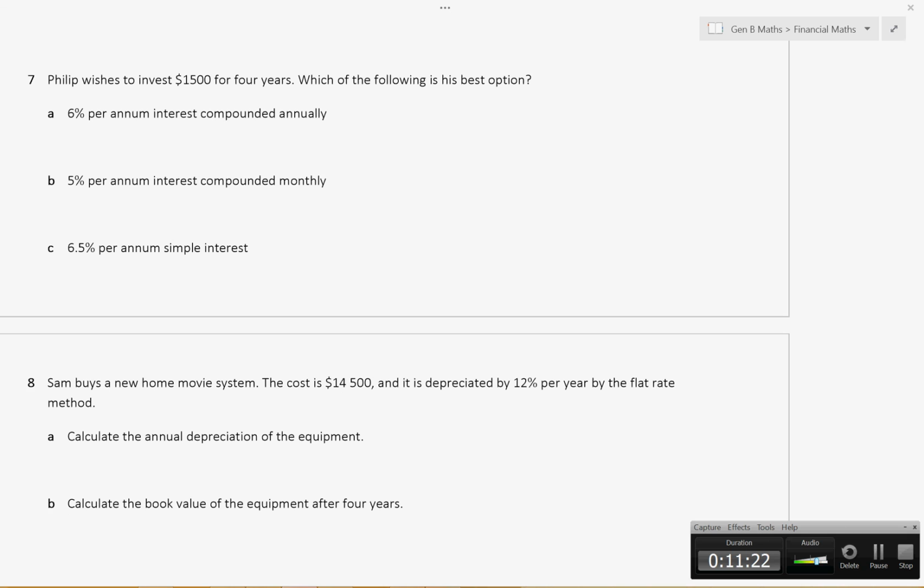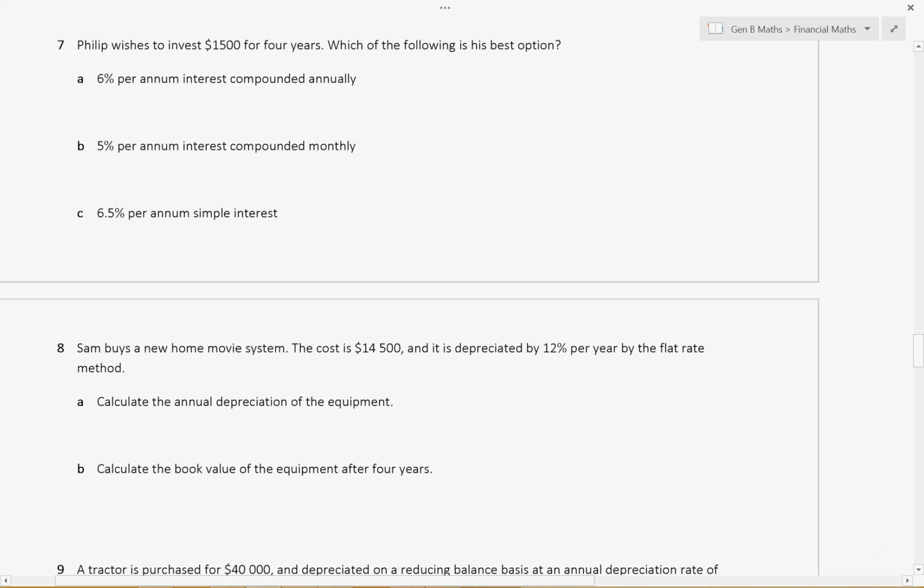A lot of you haven't tried this. I'm going to give you a 5-minute breather to try this first, if you haven't already done so. If you have, I'd like to get you to try some of the other ones, such as question 8. Phil wishes to invest $1,500 for 4 years. What's his best option?